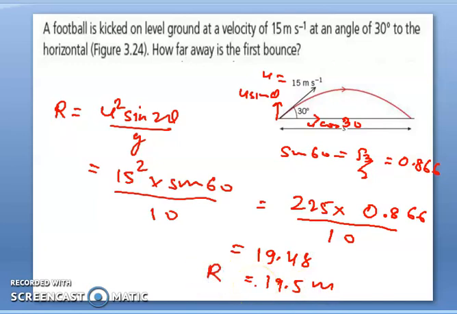So this is how we can use formulas to find out the maximum distance, like the horizontal distance or the vertical height. Okay, so I hope you liked this video.